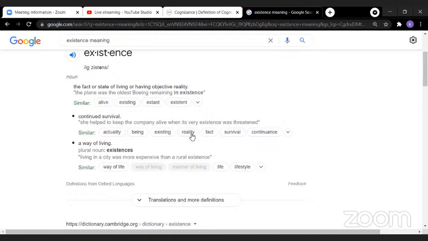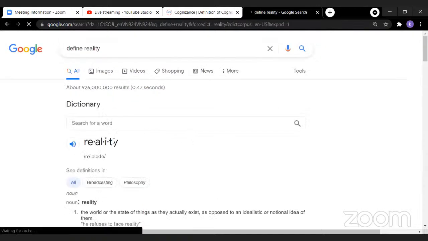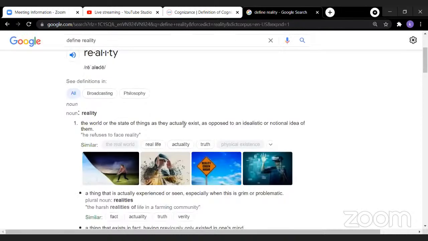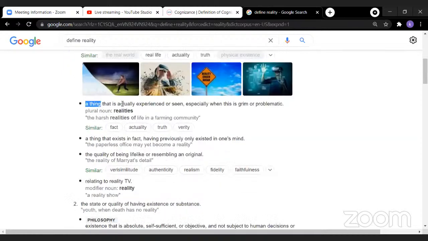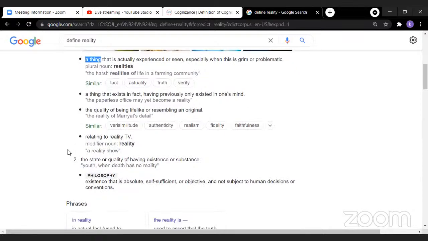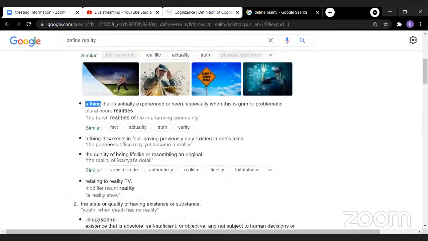Reality. What is reality? Remember the meaning of reality? Reality: the world or state of things as they actually exist, as opposed to an idealistic or notional idea of them. Not a good one, right? Next, a thing that is actually experienced or seen, especially when this is grim or problematic. That's a negative definition. I'm trying to get to the part where it says reality are those things that exist that you can experience with your senses. In other words, reality is concrete.